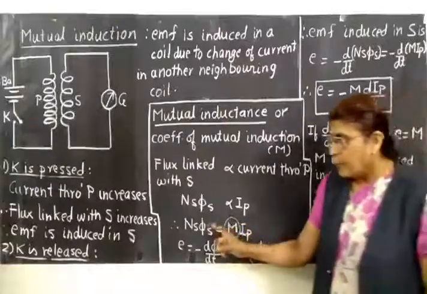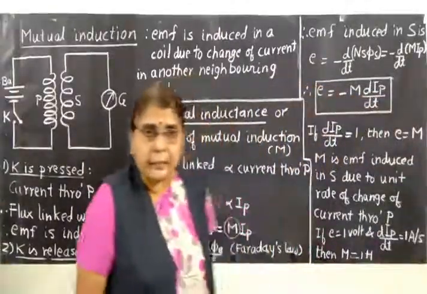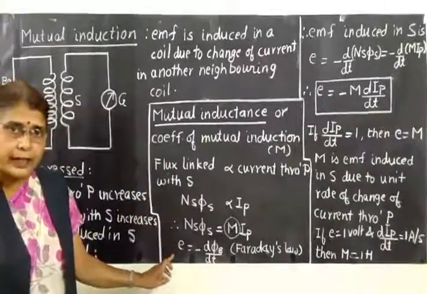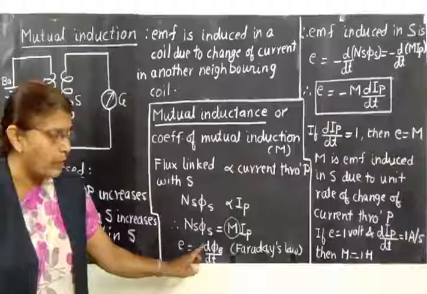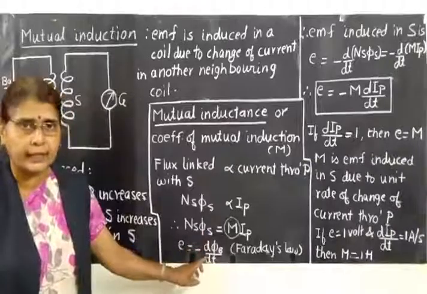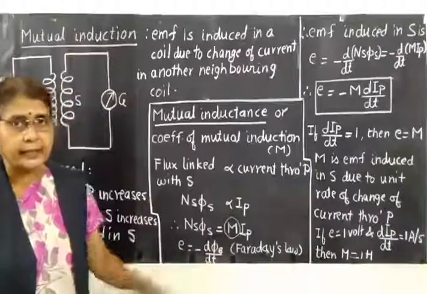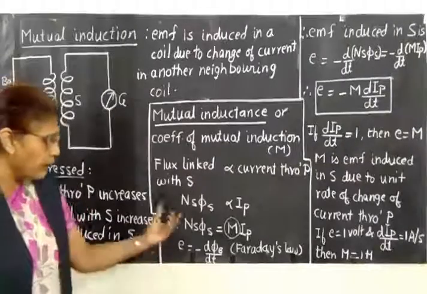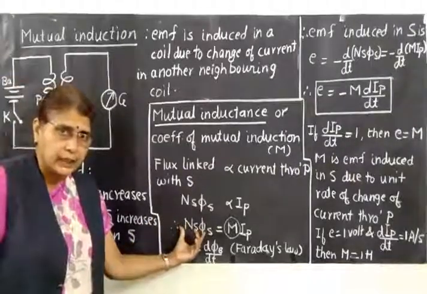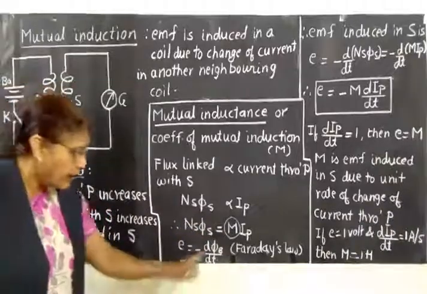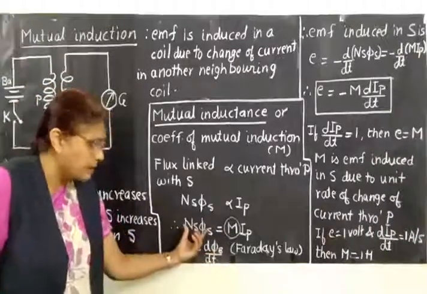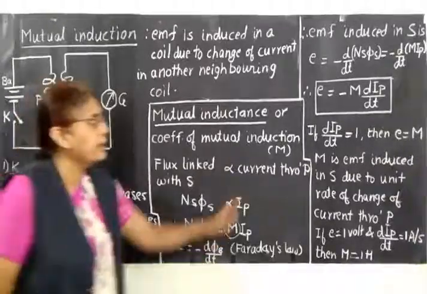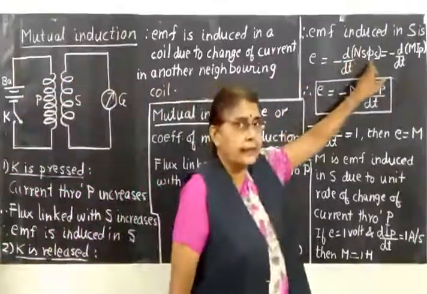Now, whenever there is change in flux, an EMF is induced, and the induced EMF according to Faraday's law is given as E is equal to minus d phi b upon dt. d phi b upon dt stands for rate of change of magnetic flux. Now here flux linked with the secondary is changing. So what is the induced EMF? Instead of phi b, you should put ns into phi s. Therefore E is equal to minus d by dt of ns into phi s.